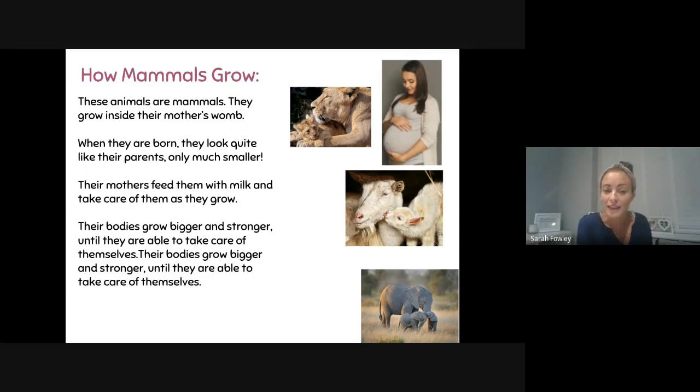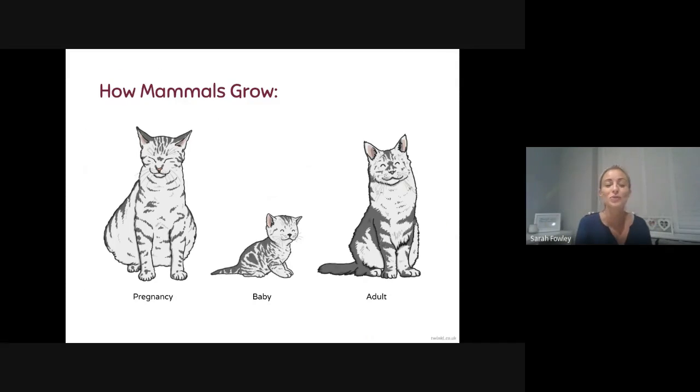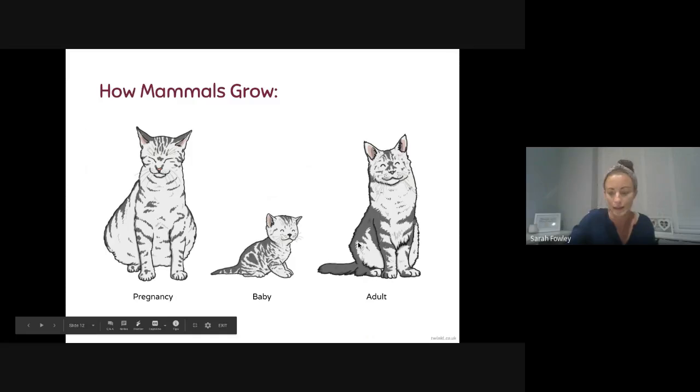So their mothers feed them with milk and take care of them as they grow. Their bodies grow bigger and stronger, just like you guys, until they're able to take care of themselves. So mammals grow, they are pregnant, and the baby grows inside the mother's womb. And then there's the baby, and it grows into an adult. We're going to be learning more about life cycles later on. So just looking at those changes in a bit more detail. But you can see from all these pictures, they all look very, very similar.